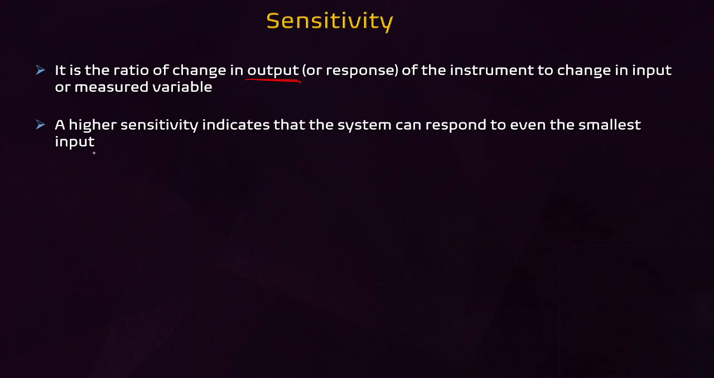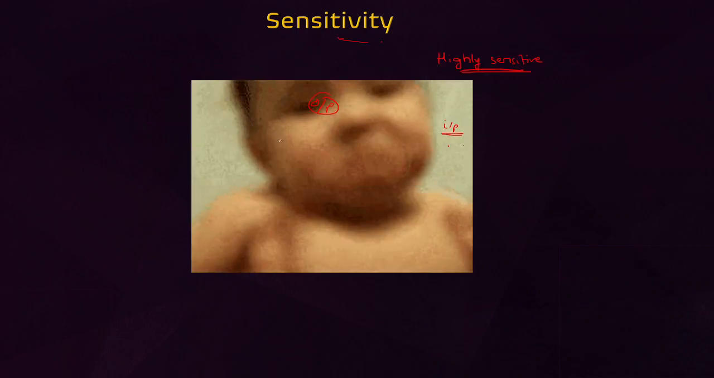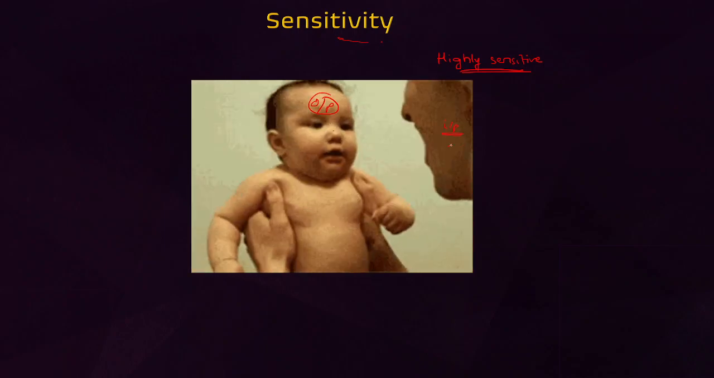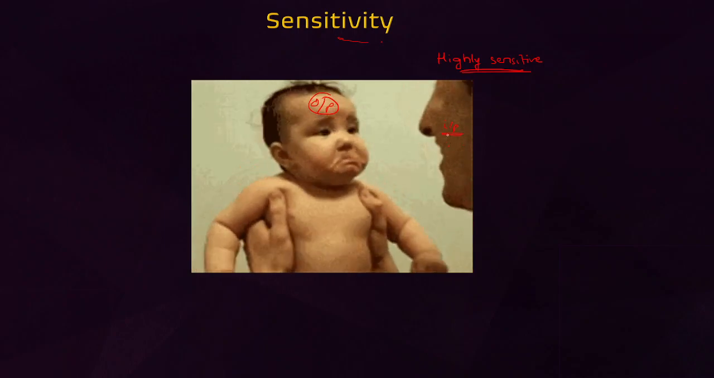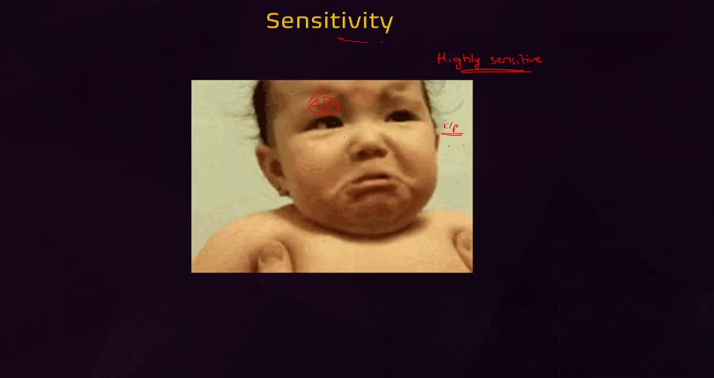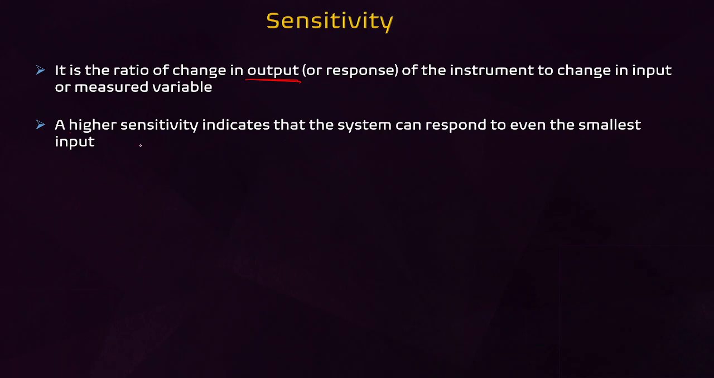Fine. Now, higher sensitivity indicates that the system can respond to even the smallest input. That is what you can see clearly in the image before. This small guy is giving a very small input. He didn't say at least something, but he started crying. So we can say that he is highly sensitive. So for our measuring instrument also, if we give a small input, suppose we say 0.1 volt, and the pointer immediately starts moving, we can say that this instrument has very high sensitivity.